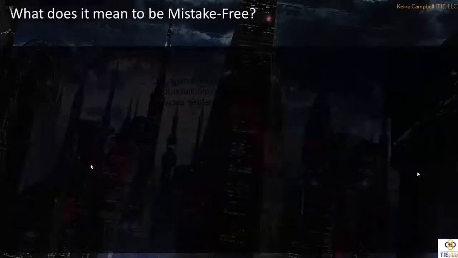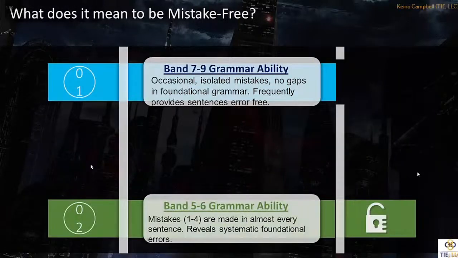What does it mean to be mistake-free, right? Mistake-free does not mean perfect. It just means that sometimes you have some isolated mistakes here or there, but you frequently provide sentences that are mistake-free. Frequently doing that. Okay? At a lower level, you are revealing a lot of systematic foundational errors. Like in every single sentence, there's a subject-verb agreement mistake. Or in every single sentence, there are mistakes in terms of word choice or word form.